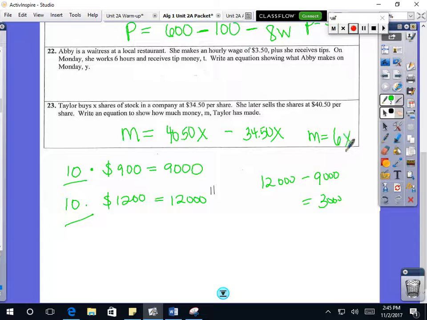6X, which means he's making what? Per share. Okay, it is your job to do the even problems for homework.